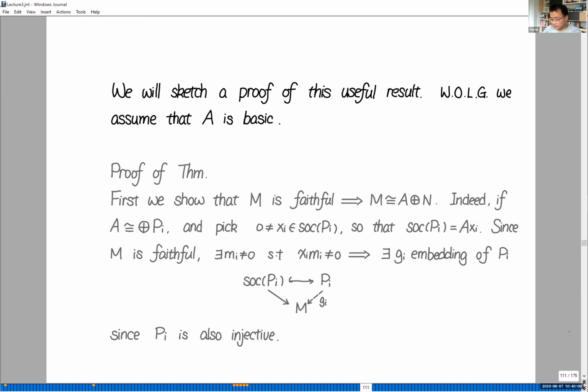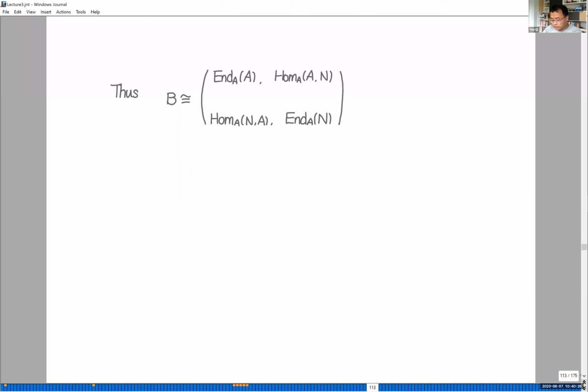The nice thing about injective submodules in any big module is that they are always split summands inside the big module. Now, using this decomposition, M is isomorphic to A direct sum N. You can formally write this algebra B as a matrix algebra of these parts. The first part is the endomorphism algebra of A, the diagonal parts are the endomorphism algebras of the corresponding modules, and the off-diagonal parts are the maps between A and N and back to A. So formally you can write this decomposition.